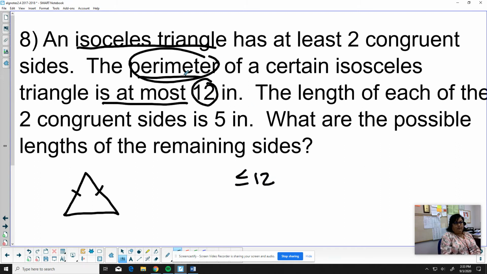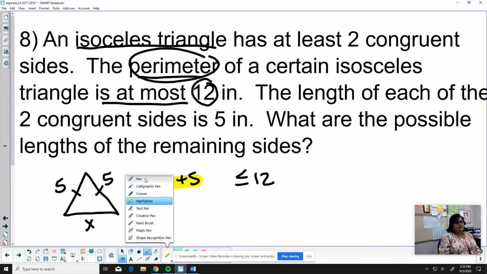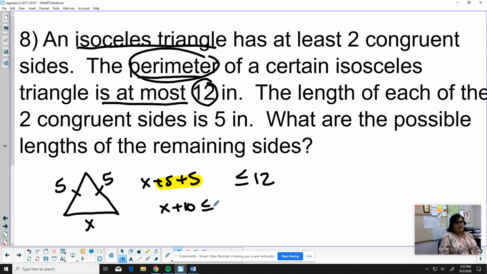So that's less than or equal to. And we're talking about perimeter here, so we're probably going to be adding up these sides. Let's keep reading. The length of each of the 2 congruent sides is 5. So this one's 5 and this one's 5. What are the possible lengths of the remaining side? Well, there's only one. It's here. That's the one I don't know. So perimeter means I add up the sides. So x plus 5 plus 5. So I would combine like terms here with my 5s. So x plus 10 is less than or equal to 12. So if I subtract 10, my answer is 2 or less.